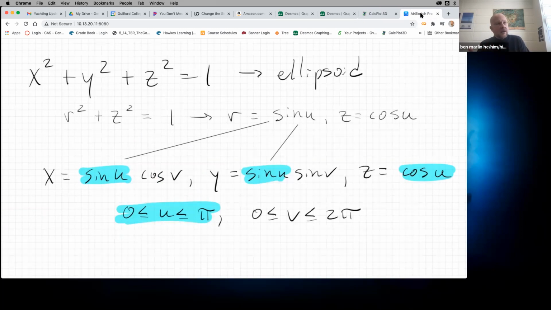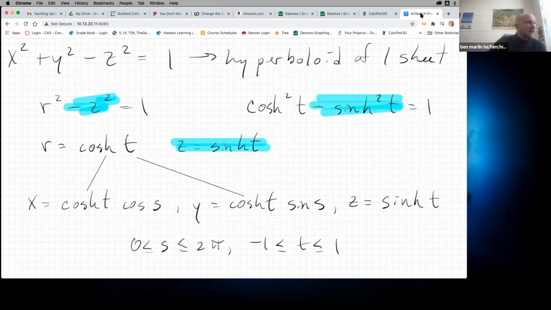Reminder, how do you spot that you've got an ellipsoid? When you put it into standard form, you have a 1 over there on the right-hand side, and all the stuff with x and y and z is all being squared and multiplied by a positive number. Okay? All right. Then let's take a look at the hyperboloid of one sheet.